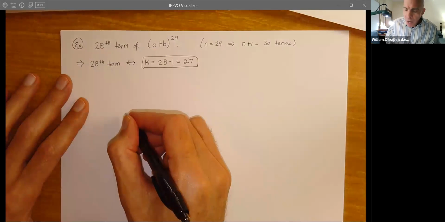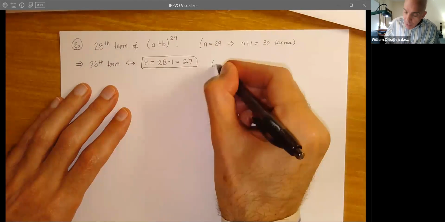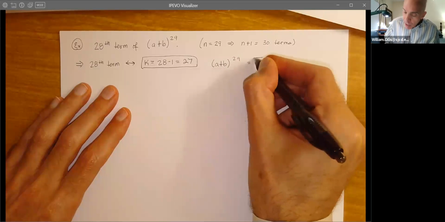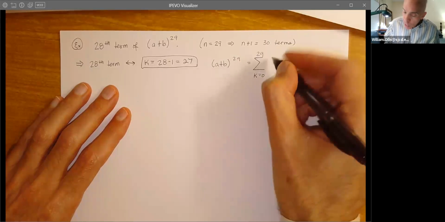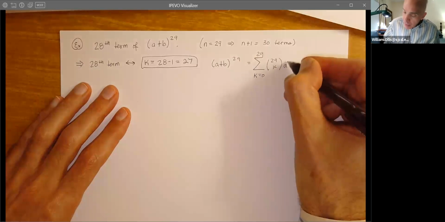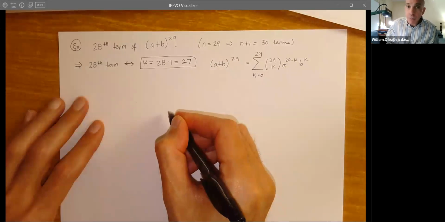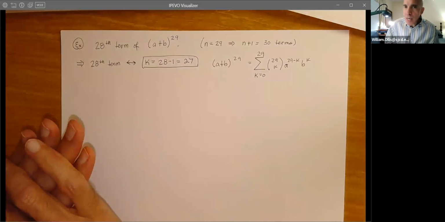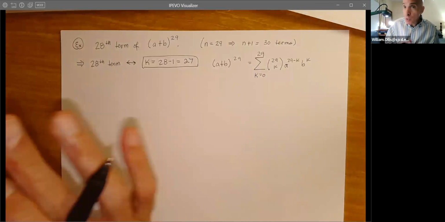Okay, so you don't have to memorize this. Just know here that this a plus b to the 29th will be the sum k equals 0 to 29, i.e. 30 terms of 29 choose k, a to the 29 minus k, b to the k. Okay, so this is more abstract. They're not just saying, okay, compute the term that has these powers in it. They're just saying, give us the 28th term.